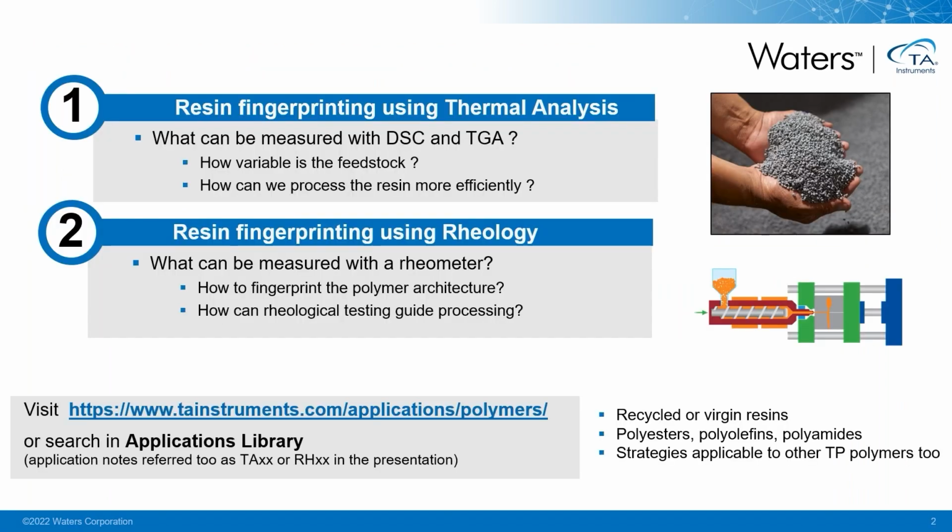Therefore, proper fingerprinting and process optimization becomes increasingly important. In this webinar, we show you how thermal analysis and rheology can help you in this respect. In the first part, we'll discuss the use of DSC and TGA to check variations in the feedstock. But from these techniques, we can also get information about how to process the resin more efficiently. We'll show examples on recycled and virgin resins. Different types of thermoplastic polymers will be discussed: polyesters, polyolefins, polyamides. But of course, the outlined strategies will be applicable to other thermoplastics too.